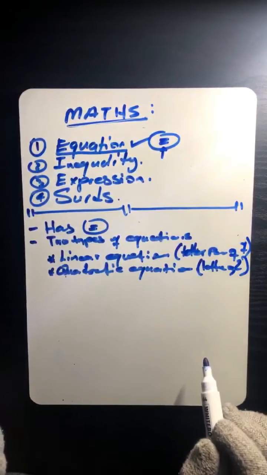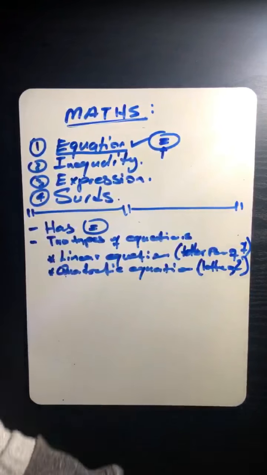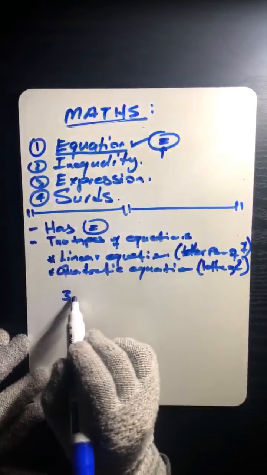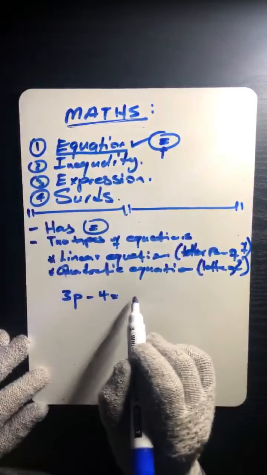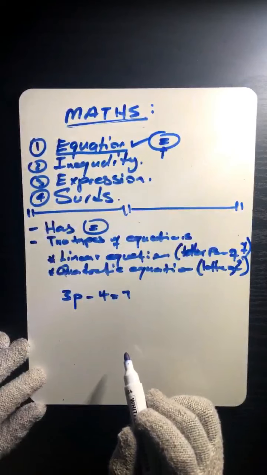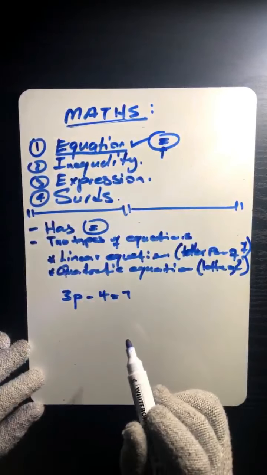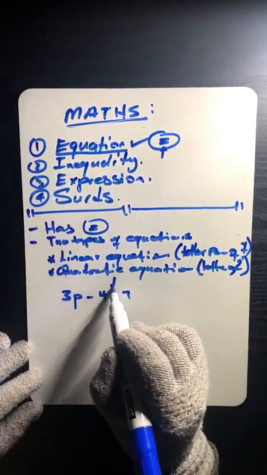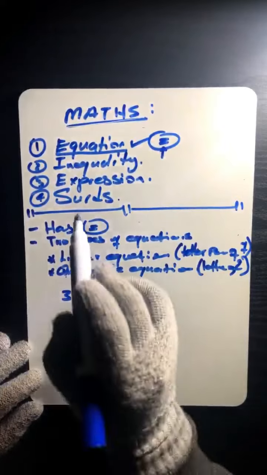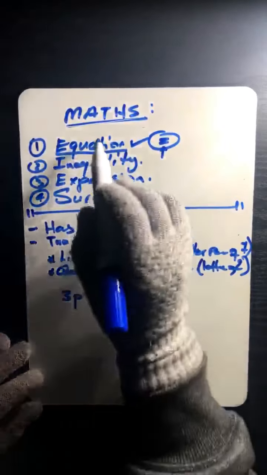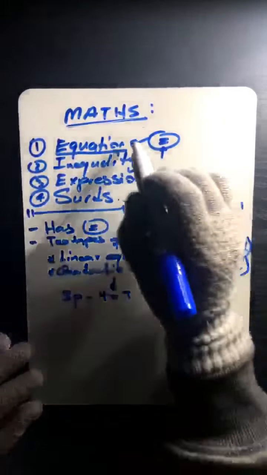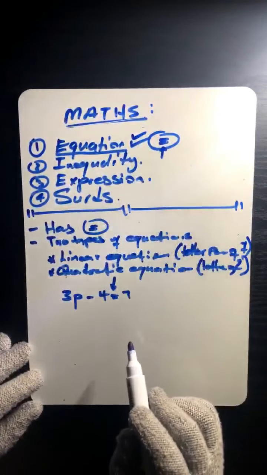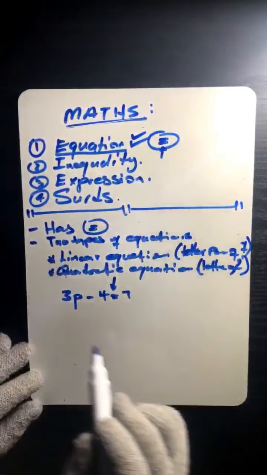I'm just going to give you examples so that it makes it easy to explain. So you might be given something like, for example, 3p minus 4 equals 7. So here comes a question: is this an equation? Yes, it's an equation. Why? Because it has an equal sign. So the type of problem that we're dealing with from that list, we refer to as an equation. Then, what type of equation is it? Is it linear or quadratic?